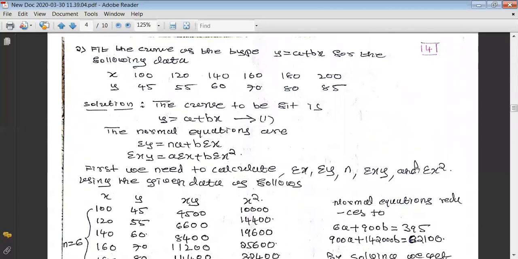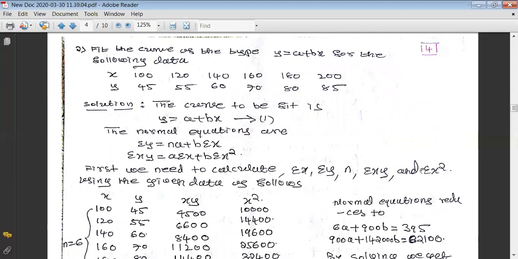Now we go with another problem, where the straight line is somewhat different. Earlier the straight line was y equal to ax plus b. In this case, the straight line is y equal to a plus bx. The procedure is almost the same, only there will be a slight change in the normal equations. In this case, the equation of the curve to be fit is y equal to a plus bx.